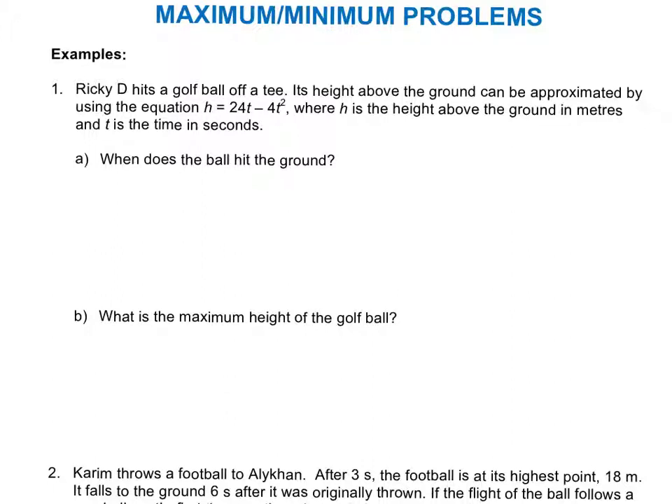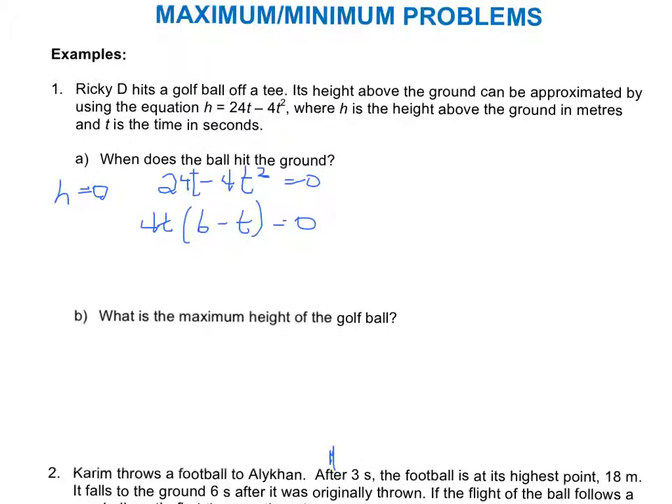So the question you have to ask yourself is, what is the question telling me? If the ball hits the ground, then that's saying that height is equal to 0. Well, if it's telling me that height is 0, then it's telling me to set the equation equal to 0 and to solve for t.